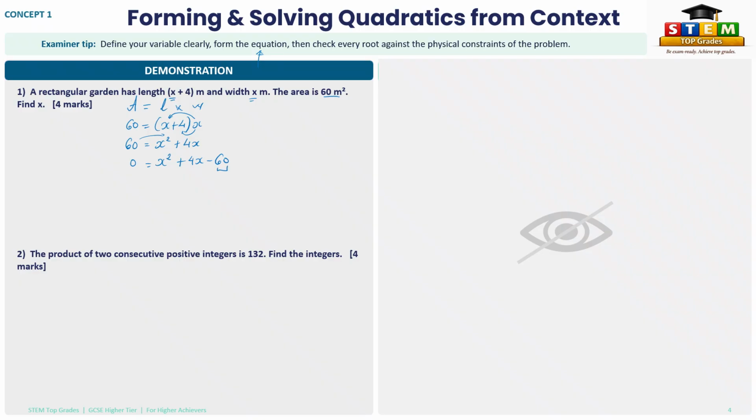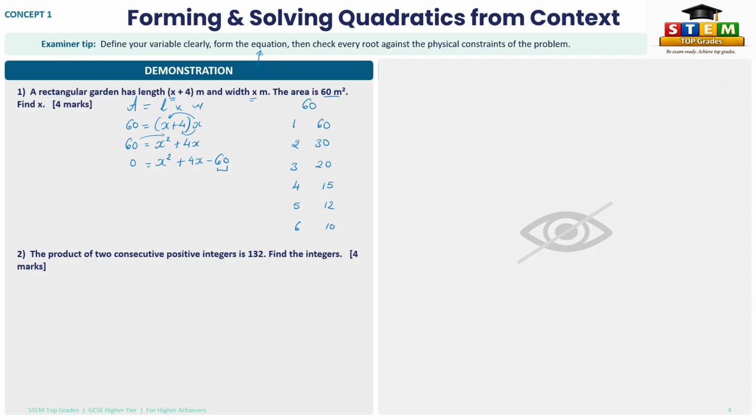Next thing is we're going to be looking at factors of 60. 60 has factors 1 and 60. You've got 2 and 30, 3 and 20, 4 and 15, 5 and 12, and 6 and 10.